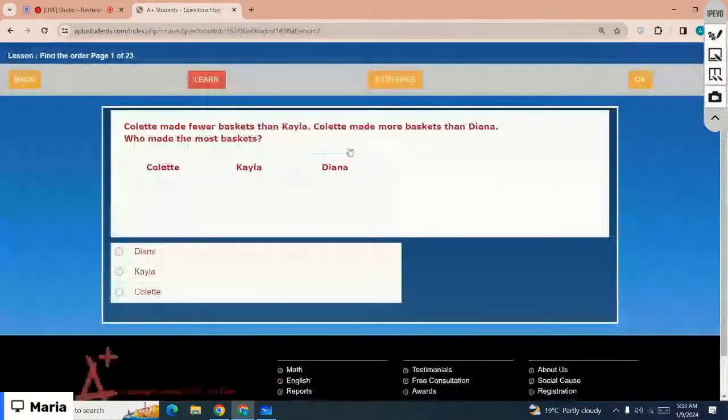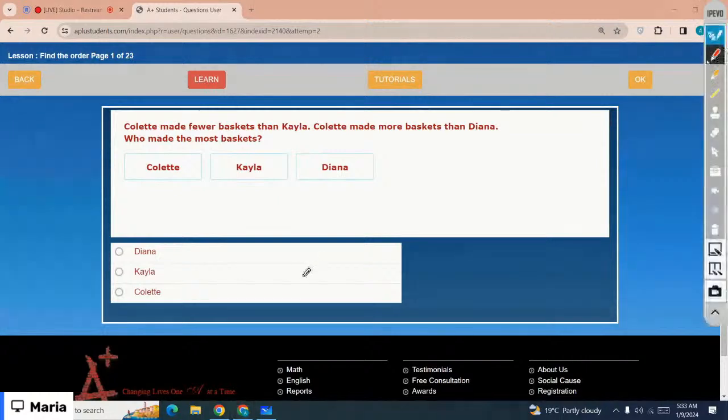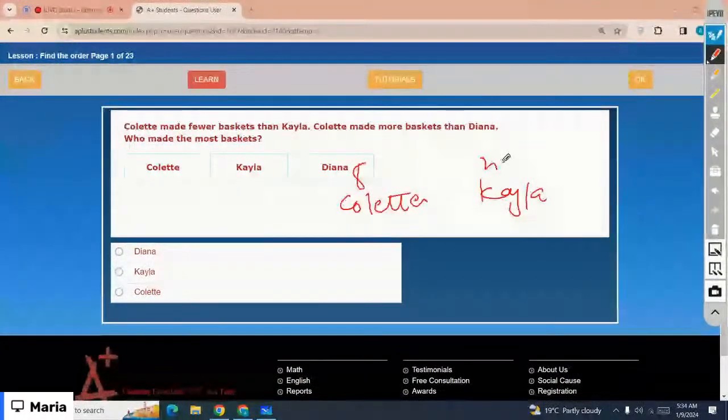Okay. Colette made fewer baskets than Kayla. So Colette made fewer and Kayla made more, right? Colette made more baskets than Diana. She made more than Diana, so Diana is here. That means Diana made less than Colette, right? So who made the most baskets? Which is the correct option?